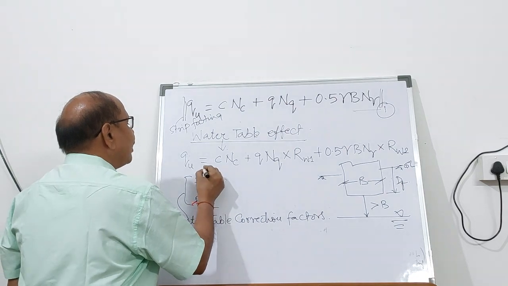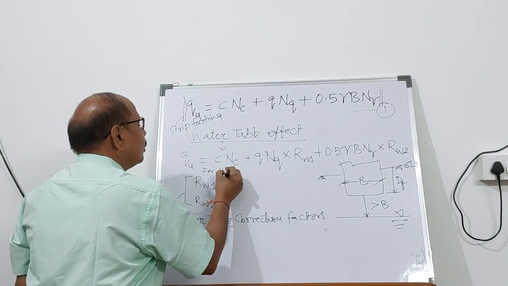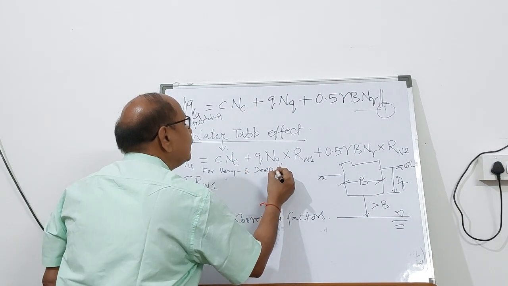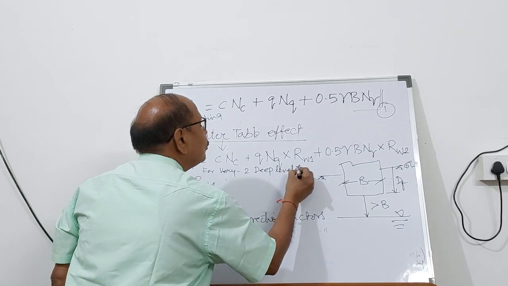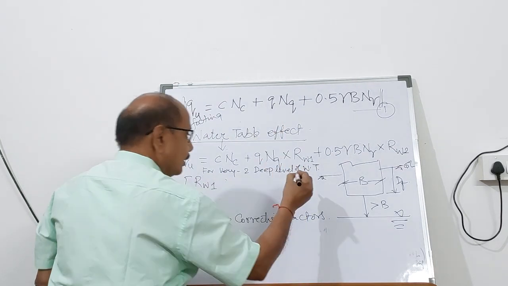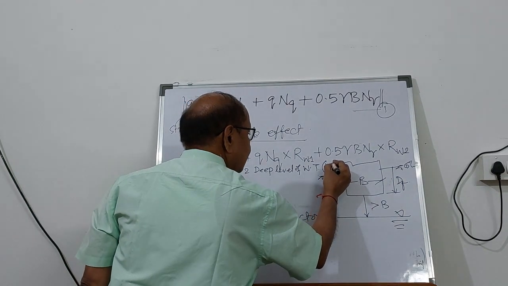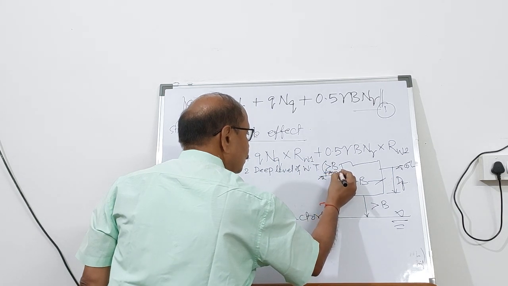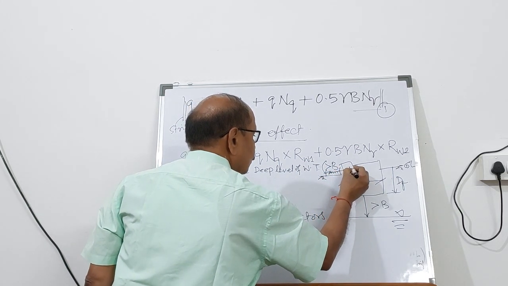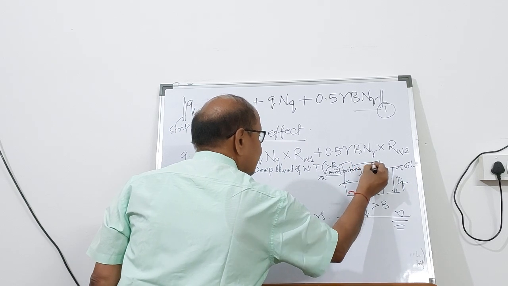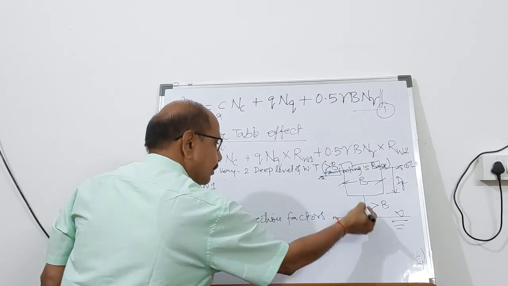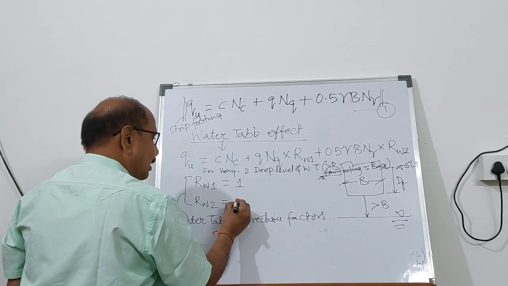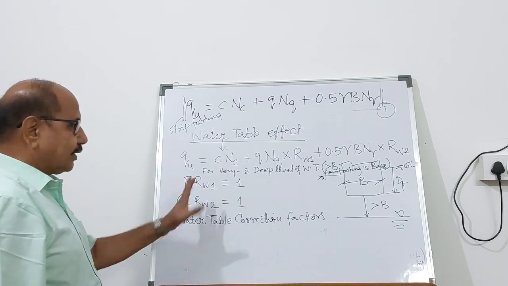So for a very, very deep level of water table, greater than B from the footing's base as shown in the figure, then Rw1 will be 1, Rw2 will be 1. No effect.